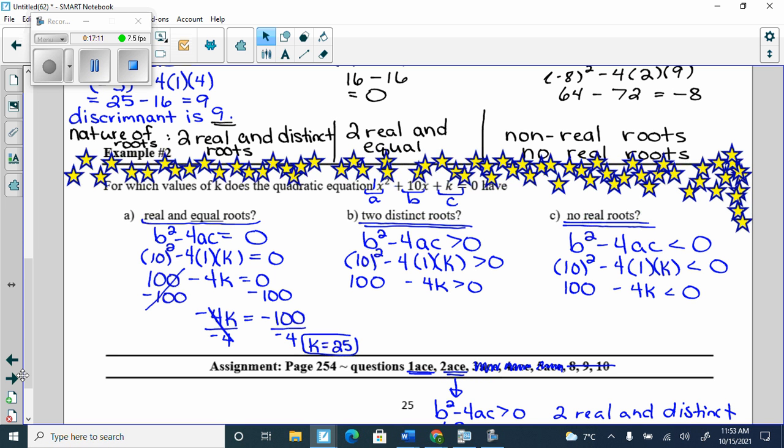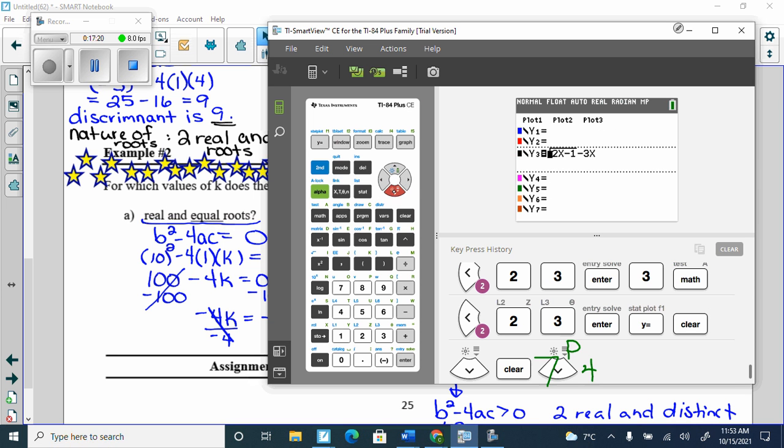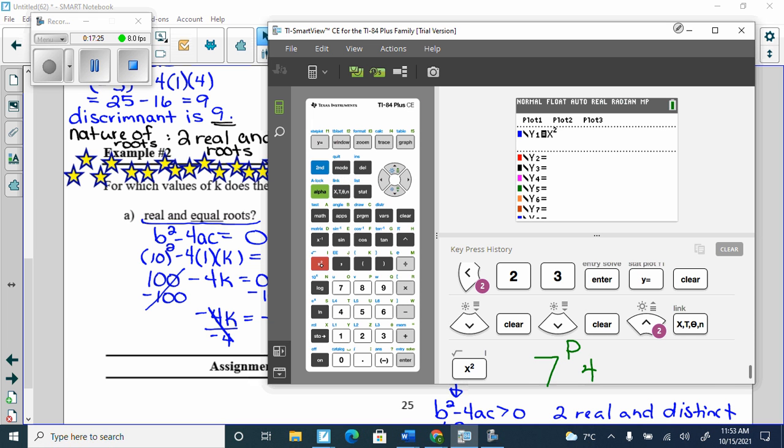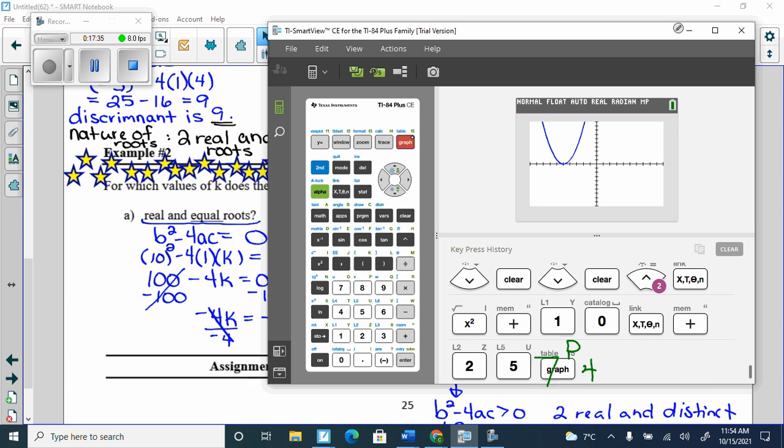It's real and equal, which means I'm going to have one x-intercept. So I'm hoping my vertex is where? If we have real and equal roots, we're hoping our vertex is on the x-axis. So it's x squared plus 10x, and then plus, what was the answer, 25? Yeah. We have the right answer. Vertex on x-axis, one intercept, actually two, same one.